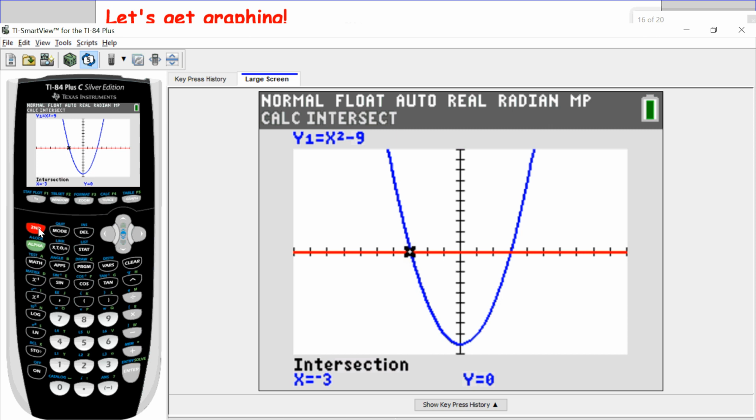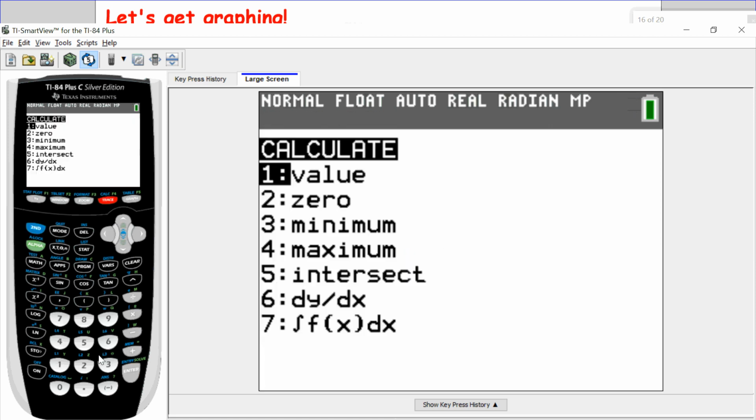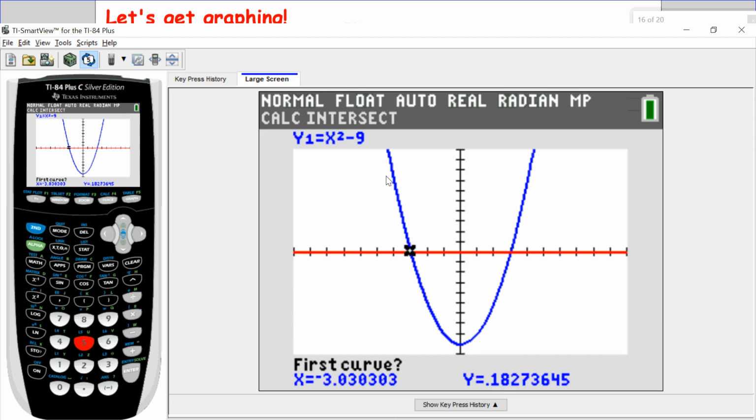Now I'm going to repeat that process. Second trace, option number 5 for intersect. Now see, you see the curve equation up here, I'm on the parabola. Press down arrow, I jump to the x-axis, and then I'm just going to hit my right arrow to get over closer to the other x-intercept, and press enter 3 times. And there is my x-intercept at 3.